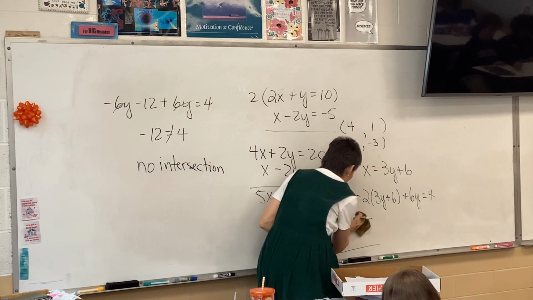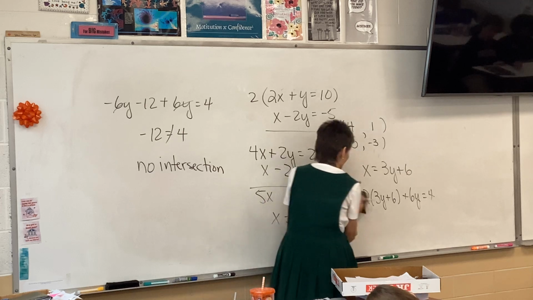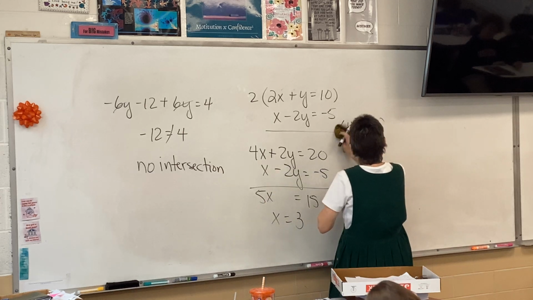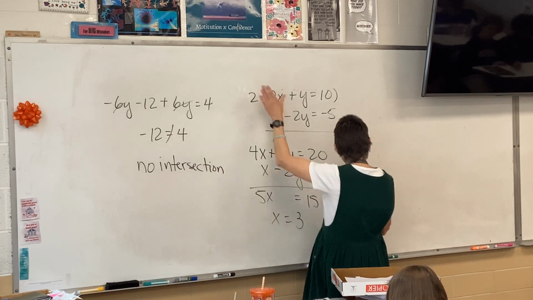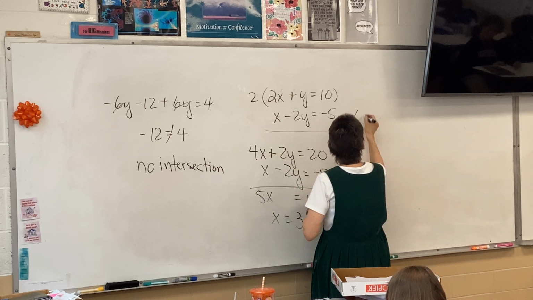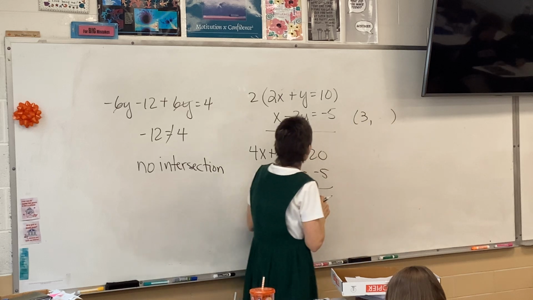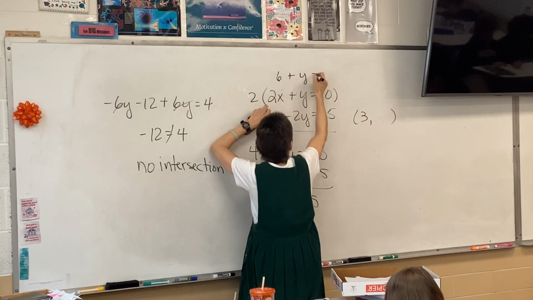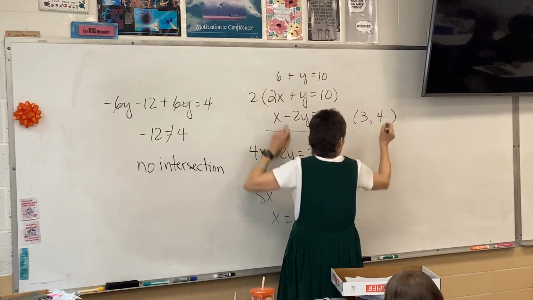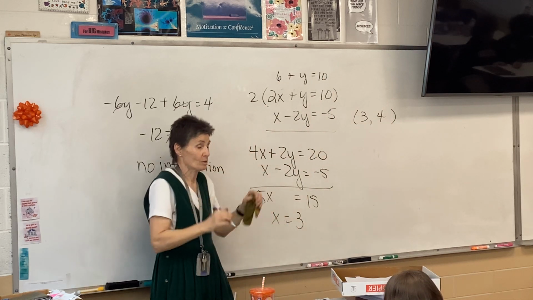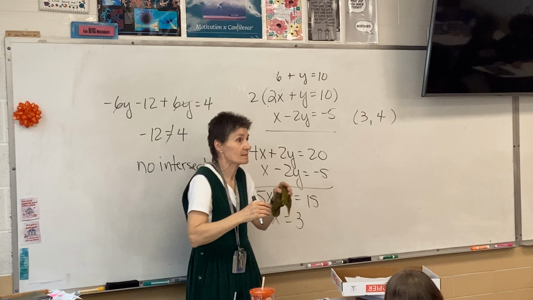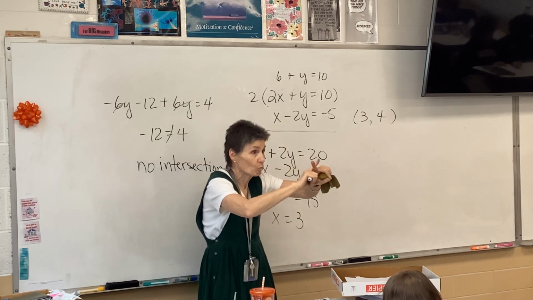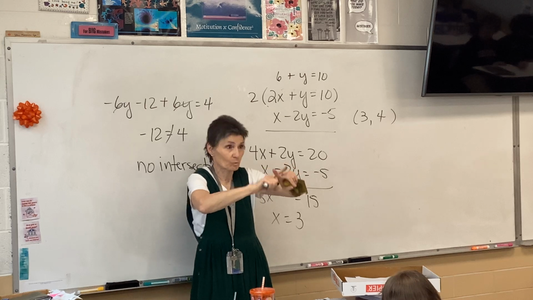Then, just like before, plug it back in. This time there's only one answer, x is 3. So I'm going to plug it into one of the problems here to get a y value. So 6 plus y, did you get 4? Yeah. And so your answer is (3, 4). So again, what that means is, if you were to graph these two equations, they would cross at the point (3, 4).